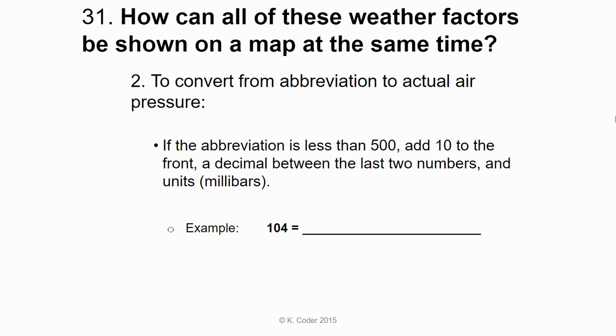Okay, so now we need to follow a few different steps. So if the abbreviation is less than 500, we need to add a 10 to the front, a decimal between the last two numbers, and our units. So 104, definitely less than 500. So we're adding a 10, we're putting a decimal between the 0 and the 4, and we're adding our millibars to get an actual air pressure of 1010.4 millibars.